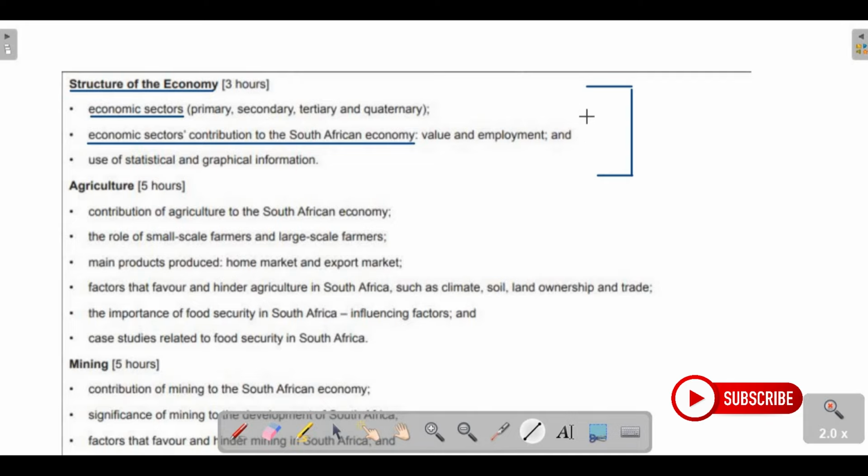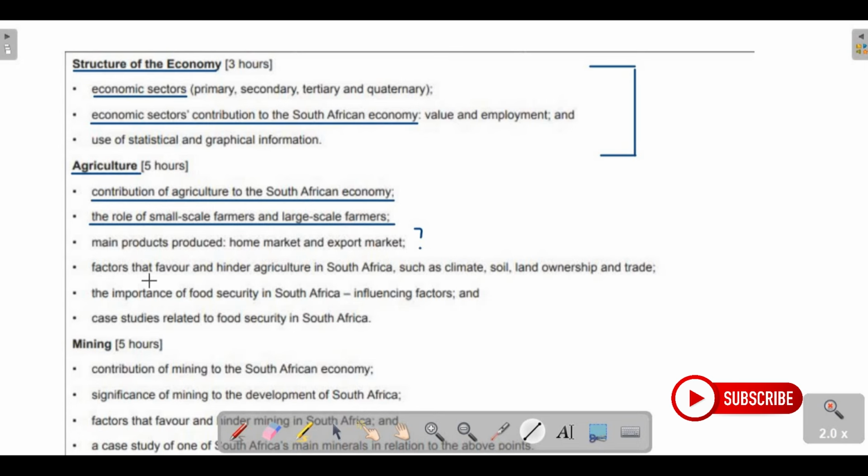I think it's the only video there that I have. In that video, we also covered, under agriculture, the contribution of agriculture generally to the South African economy, the role of small-scale and large-scale farmers, and then the main products produced. This is what we are going to be covering today. We also covered factors that favor and hinder agriculture in South Africa, such as climate, soil, land ownership, and so on. We did cover these, as well as the importance of food security in South Africa.